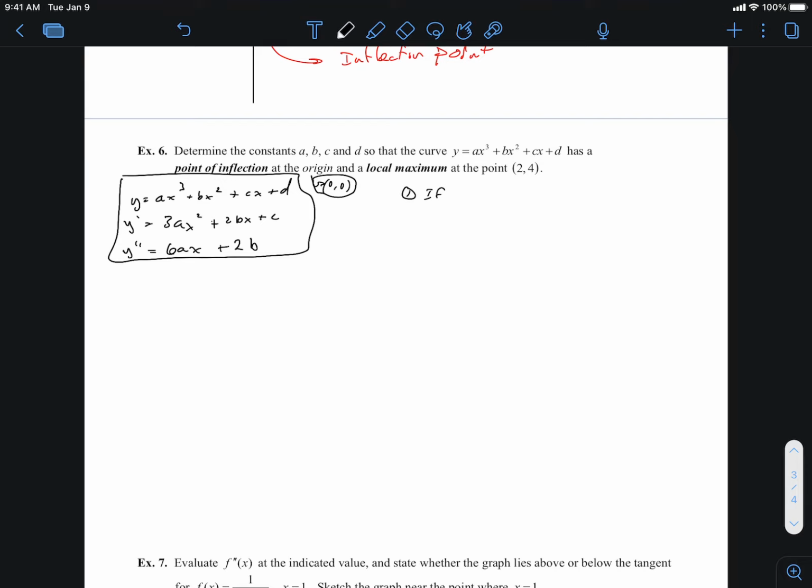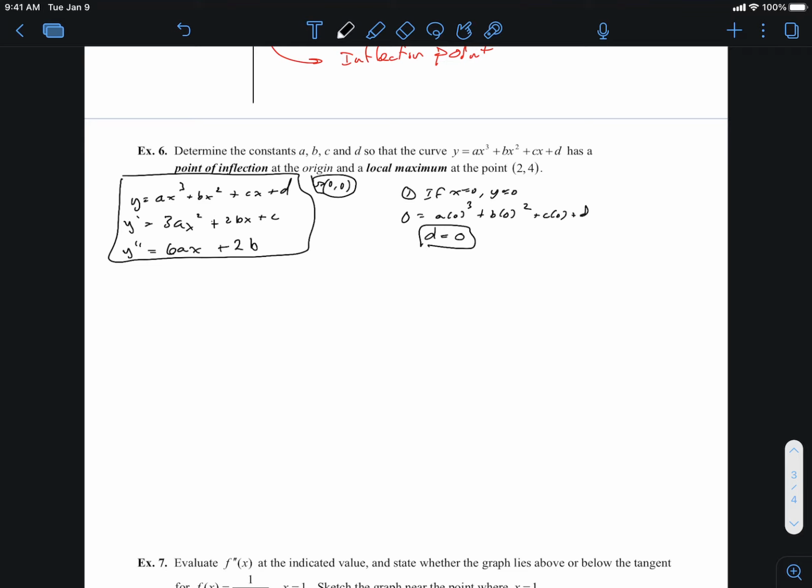So if x equals 0 and y equals 0, this is the origin, then we can plug that into the original equation. So y, we're going to see 0 equals a times 0 cubed plus b times 0 squared plus c times 0 plus d. Well, what does this equal? It gives us the piece of information that d is equal to 0, right? So there's one of our coefficients found right away.